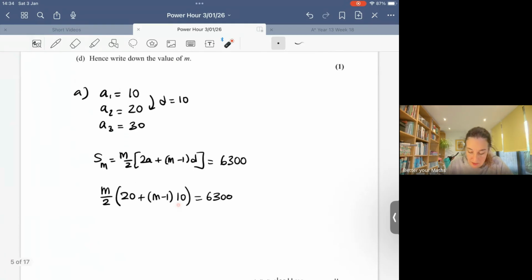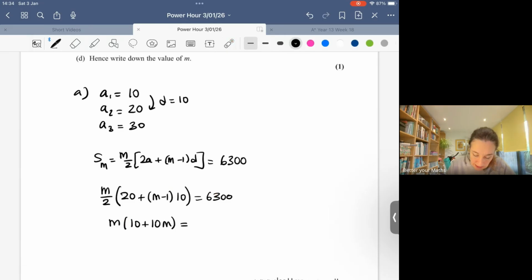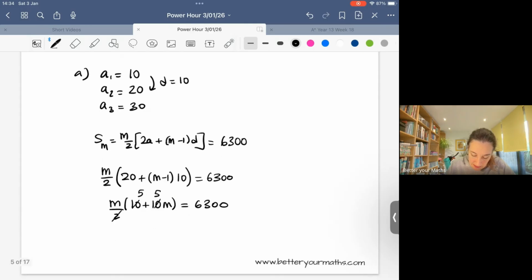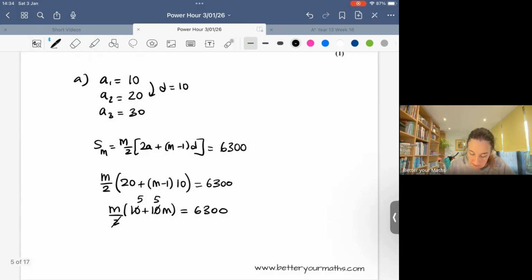We expand this bracket first and then this one, and reorganize. So please do it with me. We have m multiplied by m plus 10m equals 2. I'm just expanding this bracket, and these two are not multiplying, so I can divide by 2. Yes, I can divide by 2, and I have 5 and 5 here. So I have m, 5 plus 5m is 6,300.